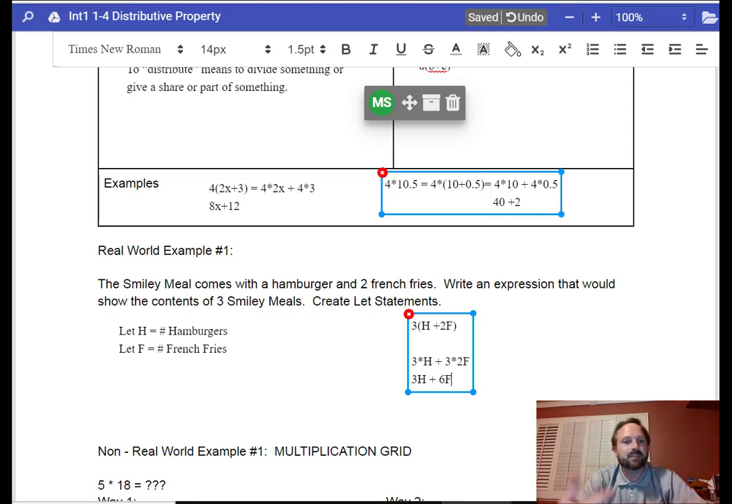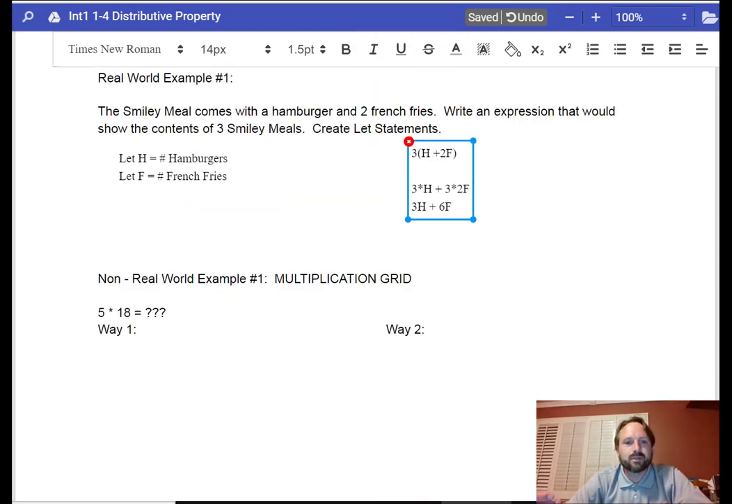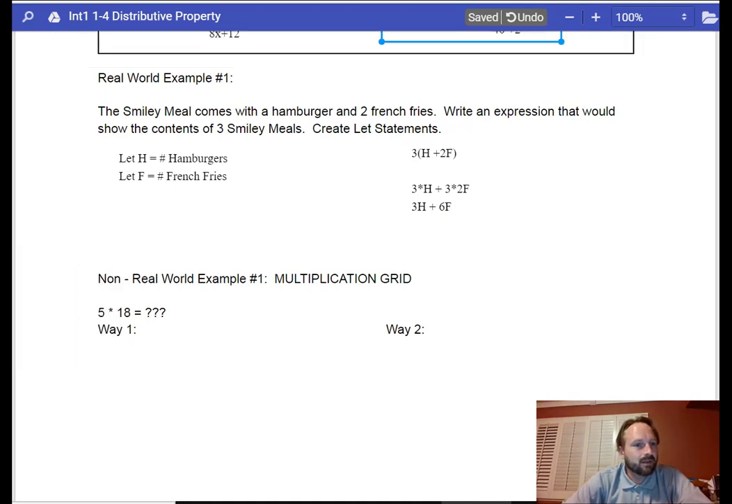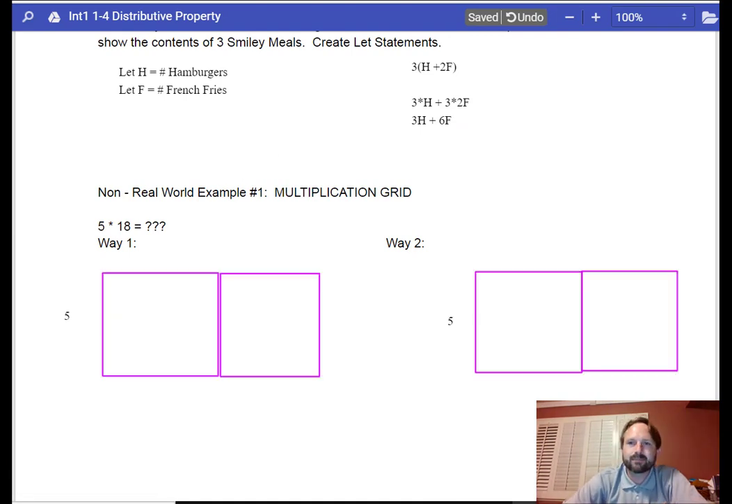Our let statements are: let H equal the number of hamburgers and let F equal the number of French fries. That's it. Now, I like to use this non-ruled example, a multiplication grid. Let's draw our grid out. There are a couple different ways we could figure this out. Let me set it up for you.